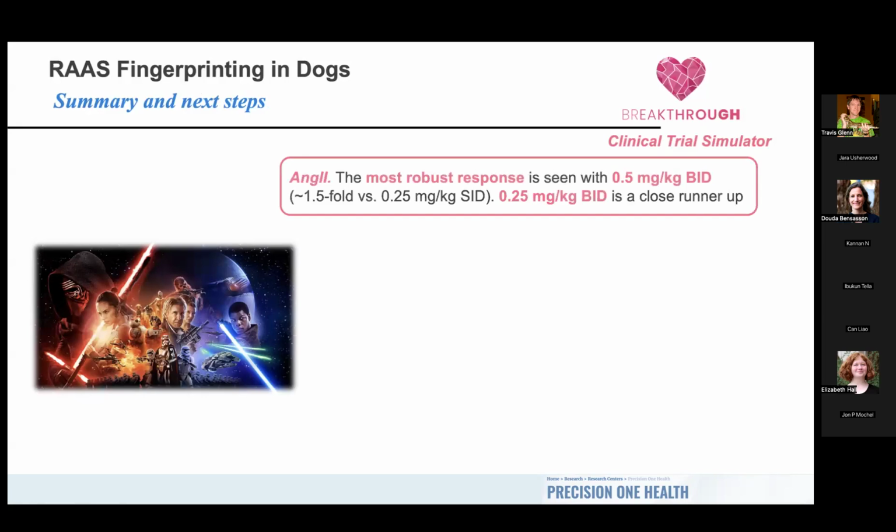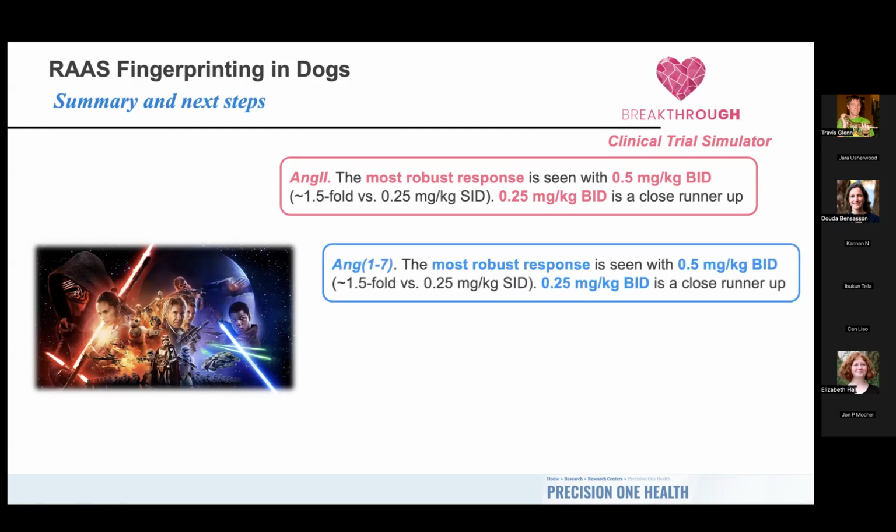So just to give you a bit of a summary and next steps from this work: what we actually saw was that the most robust response on angiotensin 2, which is again the negative arm of the RAS, was really seen with the 0.5 mg per kg twice a day dose. I did not run these simulations here for the sake of time, but if you were doing the exact same thing for the 0.25 mg per kg, but twice a day this time, not once a day, you would have what I'm going to call the middle dose. So the 0.25 twice a day is a close second to the higher dose when it comes to reducing angiotensin 2 concentrations in those virtual patients.